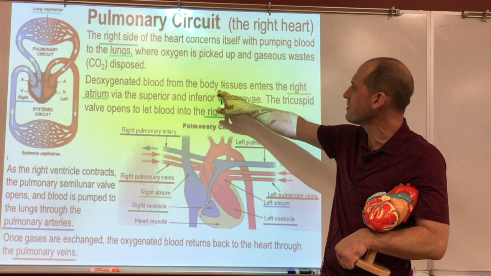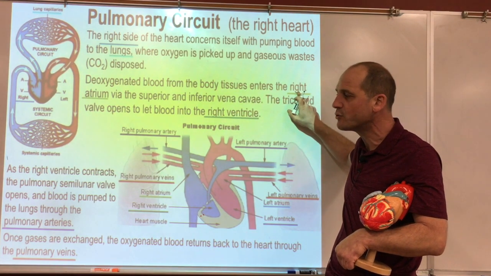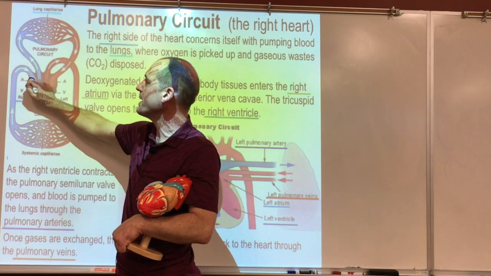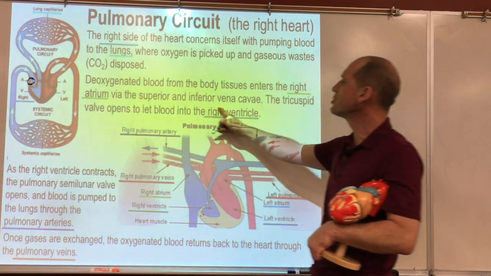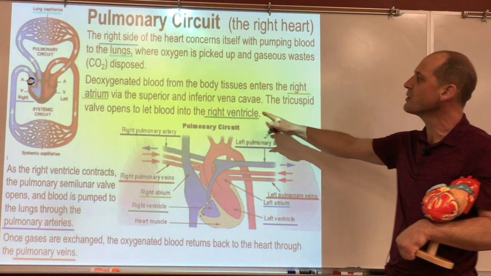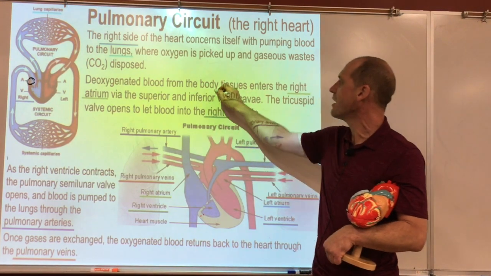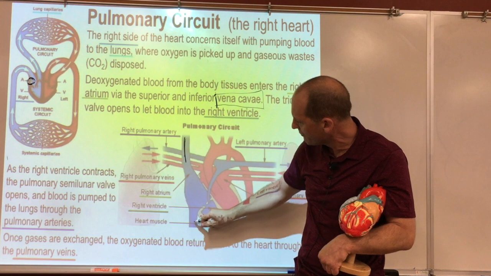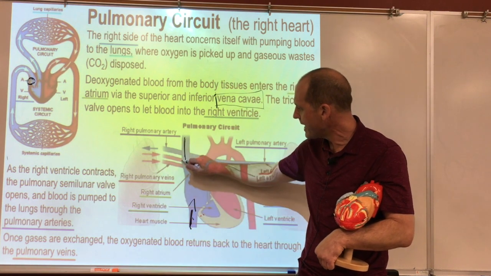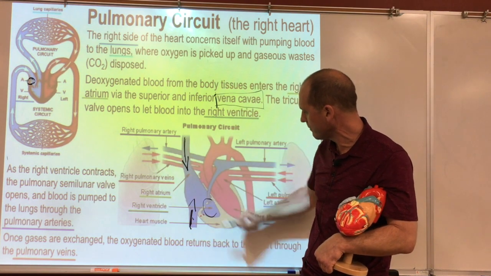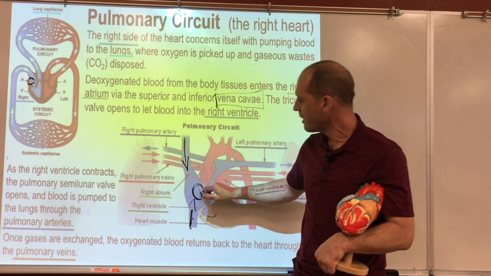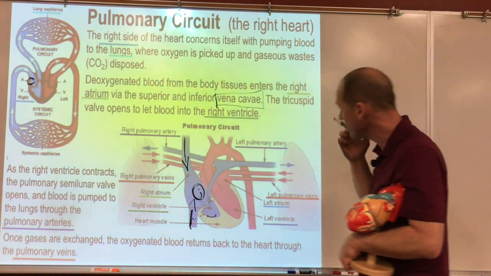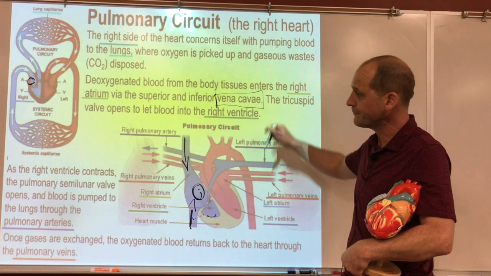So deoxygenated blood from the body tissues enters the right atrium. We talked a little bit about that before, so that's right here. The right atrium is right there, via the superior, oh look, new terms, via the superior and inferior vena cava. These big vessels, coming from above and below, getting the blood into the right atrium, are known as the vena cava, superior and inferior vena cava.